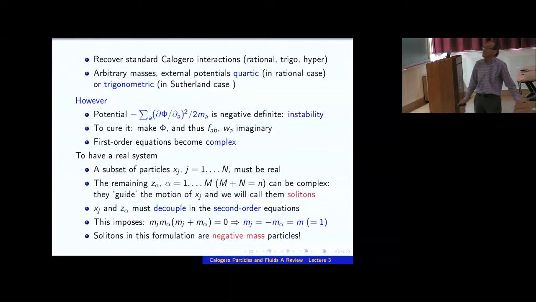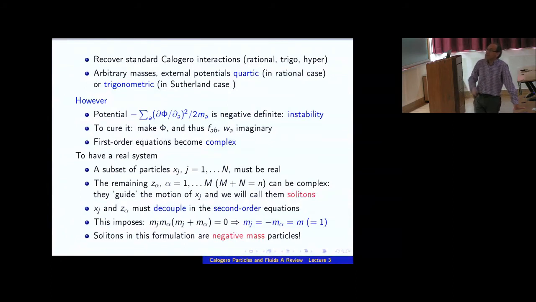Okay, this is all fine, but you very soon realize that what you are doing is a little bit dumb because your potential is negative definite. So yes, you are describing a dynamical system this way, but it is unstable. You would like to stabilize it. And it turns out that the only way to stabilize it is to turn this potential into an imaginary potential that takes care of the sign.